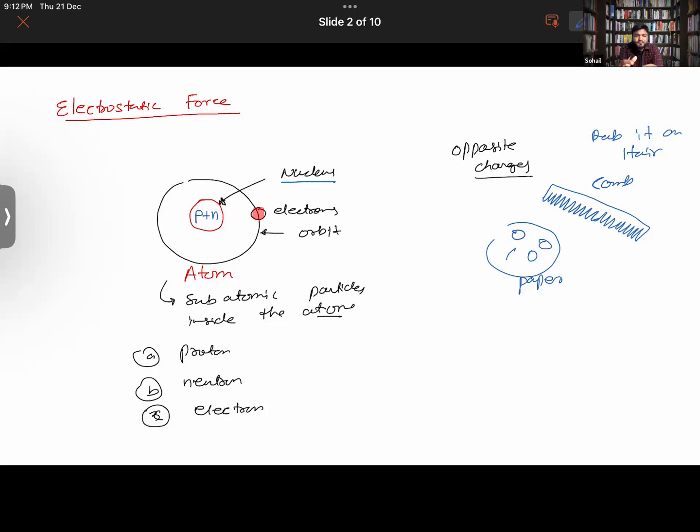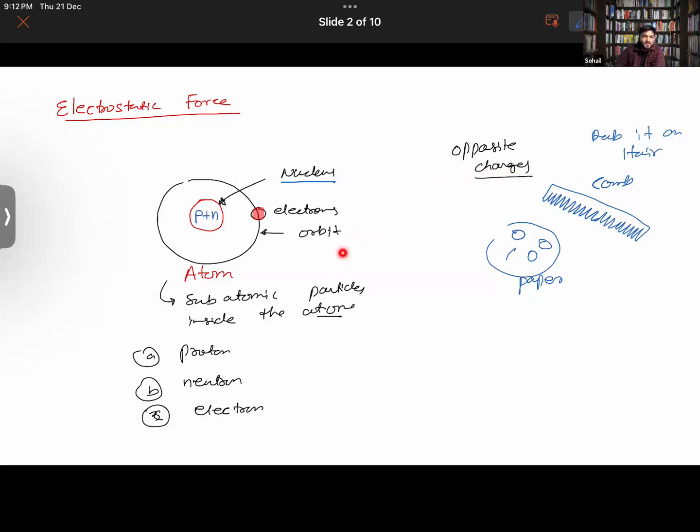Look here. When I haven't rubbed this paper with this comb, I mean to say when I didn't rub the comb onto my hair, at that time what would have happened? The atoms that are present in the comb are having no charges on them. Back again to the concept like water charges.